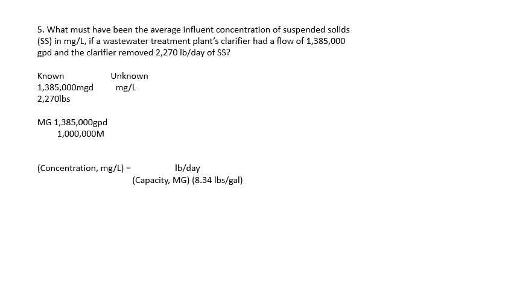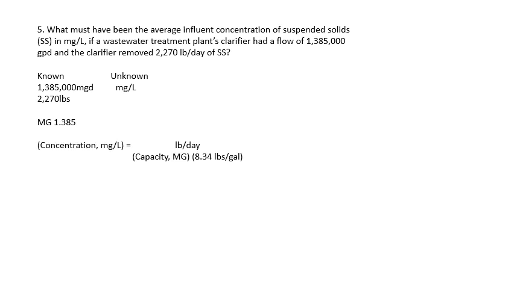First, we need to get your 1,385,000 gallons into million gallons. So we're going to divide that by a million. We get 1.385 million gallons. We'll plug everything into our formula. So 2,270 pounds per day divided by 1.385 million gallons times 8.34 pounds per gallon. And your answer is 196.5 milligrams per liter.